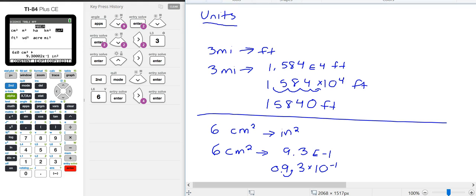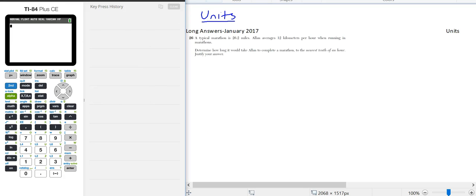Let's look at a past Regents question. This is question number 26 from the January 2017 Algebra 1 Regents. A typical marathon is 26.2 miles. Alan averages 12 kilometers per hour when running in marathons. Determine how long it would take Alan to complete a marathon to the nearest tenth of an hour, and justify your answer. So let's see what we know.